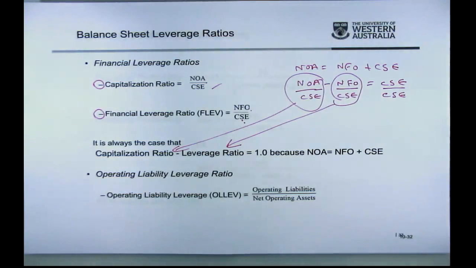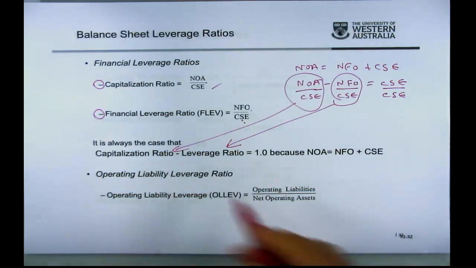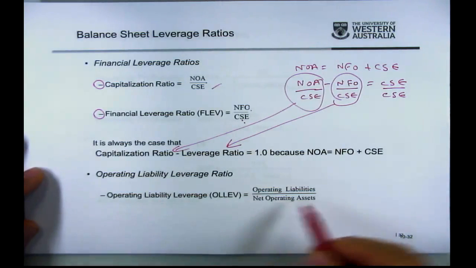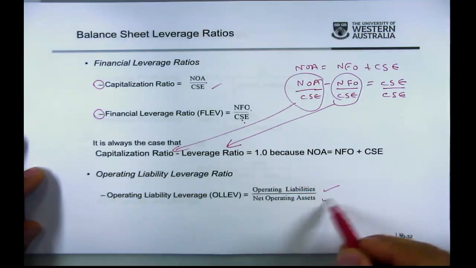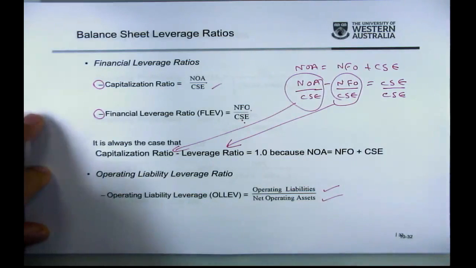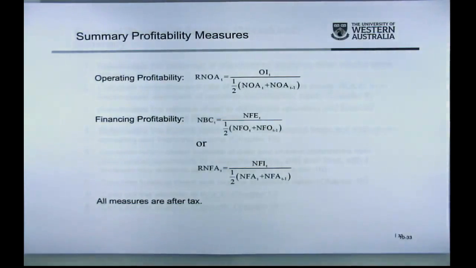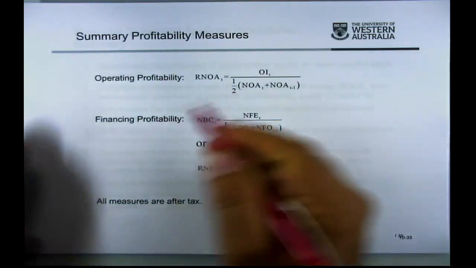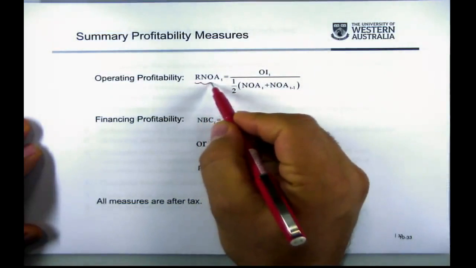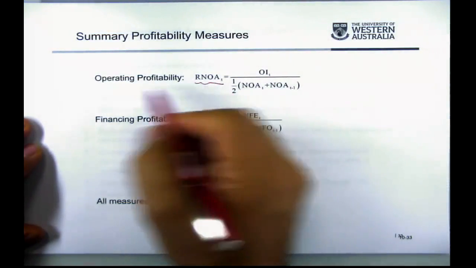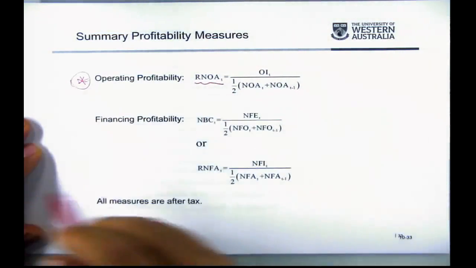Okay. There is also another kind of leverage called operating liability leverage, and that is equal to operating liabilities divided by net operating assets. We will see how to use these ratios later on in the valuation. We have also operating profitability. It is the return on net operating assets. This one will be used later on in the analysis.